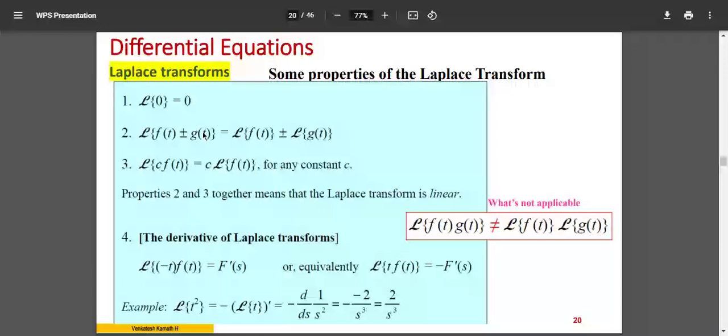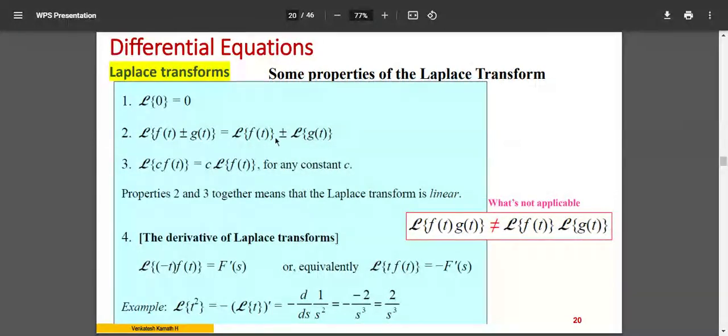X square, I can call it as g of t. So it is x cube plus x square. So that is the equation I have, for which I want to find out the Laplace transform. What should I do? Laplace transform of x cube plus Laplace transform of x square. So I can break it down into two pieces, and the corresponding Laplace transforms I can add.